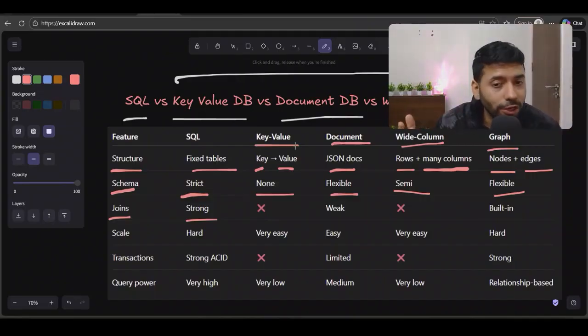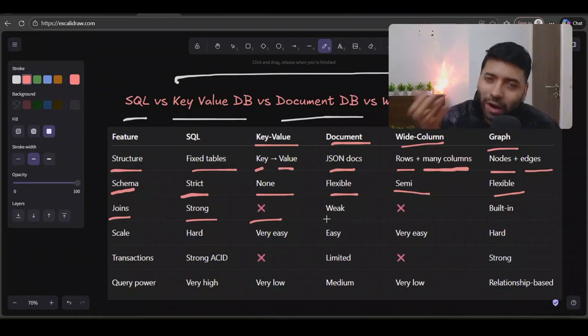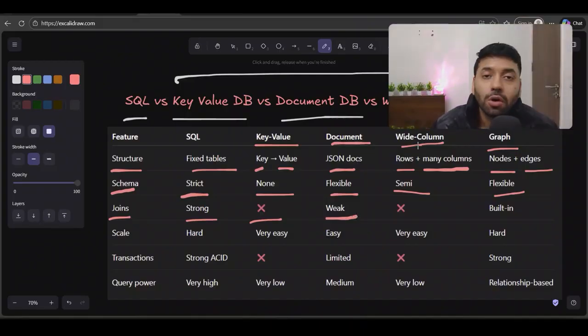When we talk about key value database, there is no support of joins here, okay? Because it's a NoSQL database, it's not known for the joins. Talking about the document database, it provides a support for the joins, but overall it is quite weak or limited support for joins. When we talk about wide column database, there is again no support for joins. And in graph database, there is support for joins, so you can say good in joins, but of course SQL is best when we talk about the joins.